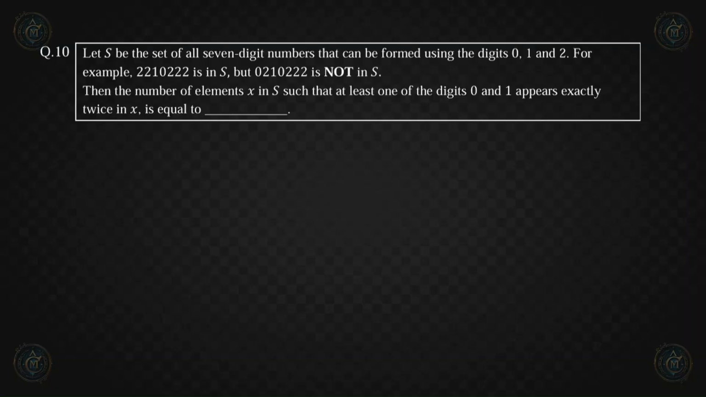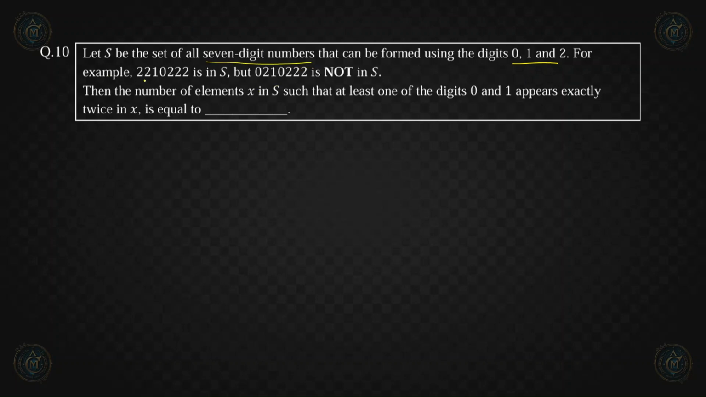So we have the 10th question of this paper 1 JEE Advanced 2025. It is saying, let S be the set of all 7 digit numbers that can be formed using the digits 0, 1 and 2. Okay. So we have to use only these 3 digits, and we have to form 7 digit numbers, right?